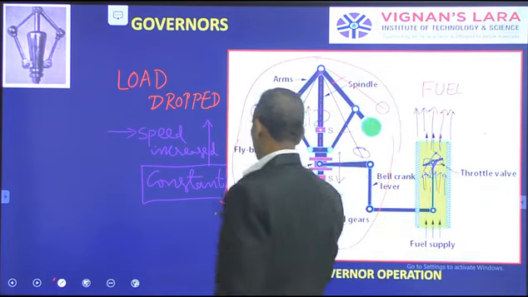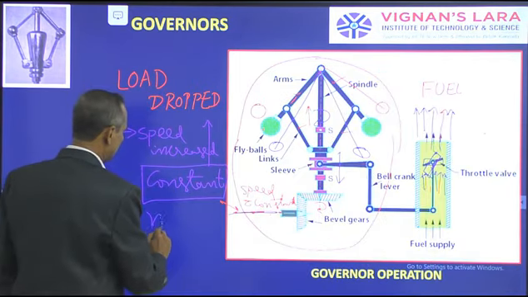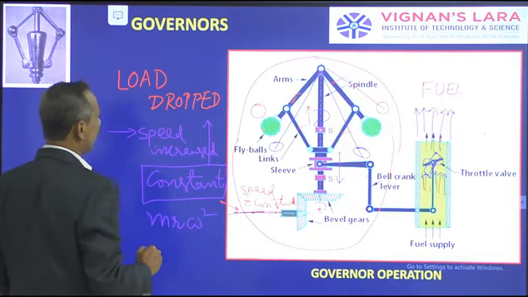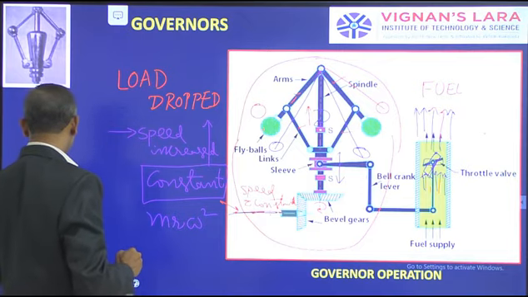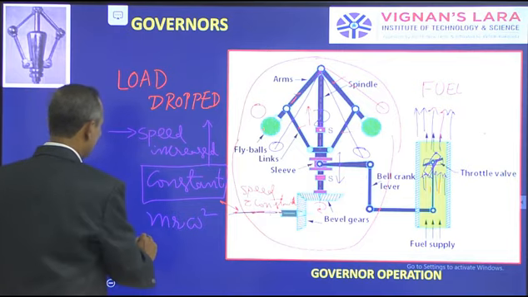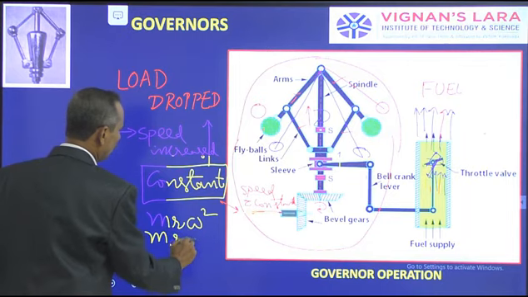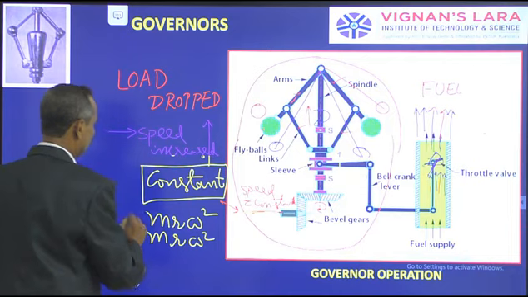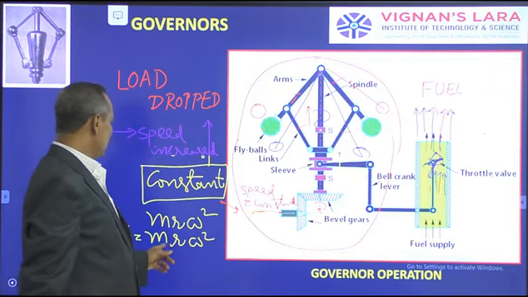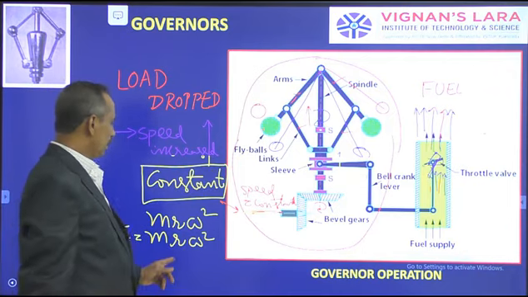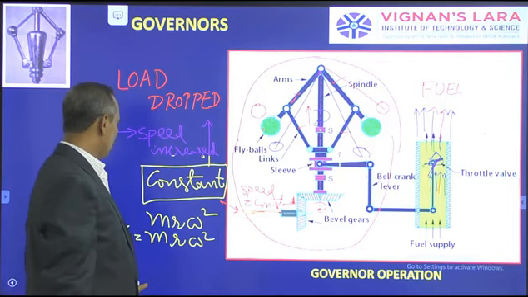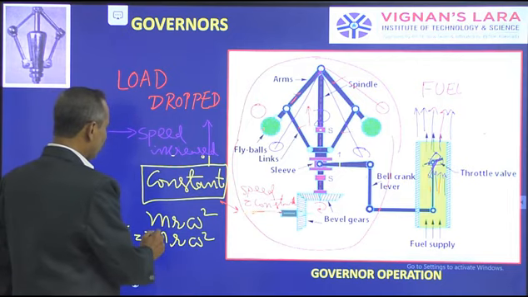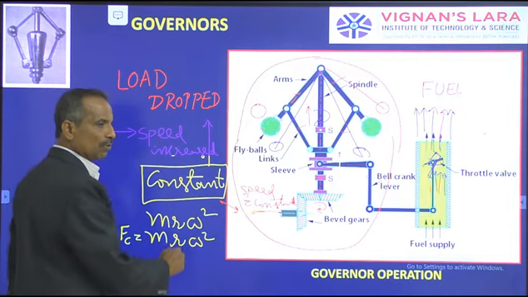We know the formula for the centrifugal force is m r omega square. This is the centrifugal force. So what is m? Mass of the fly ball. What is r? Radius of the rotation. Omega, angular velocity. So this centrifugal force is a function of m r omega.